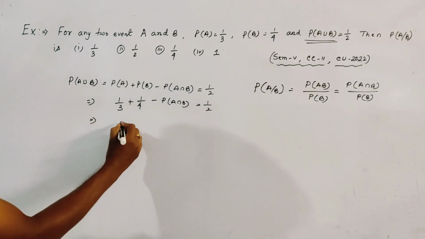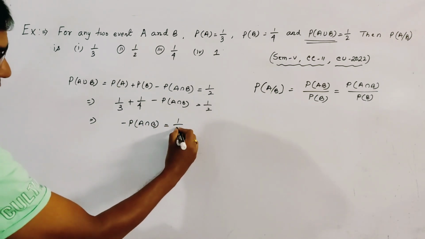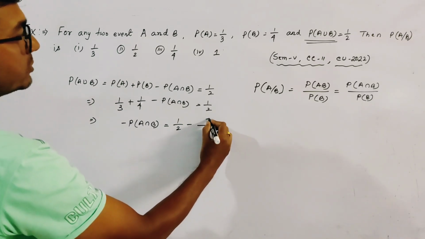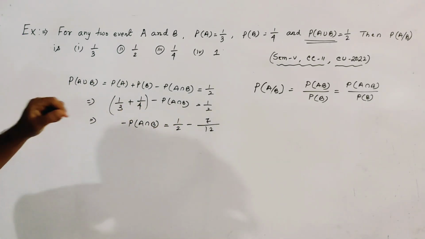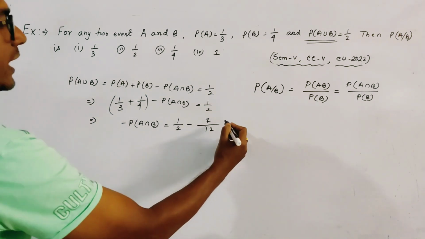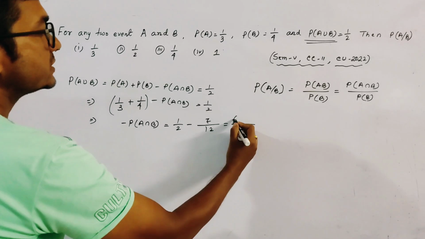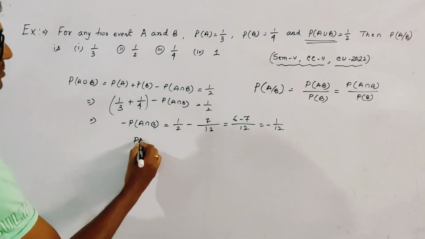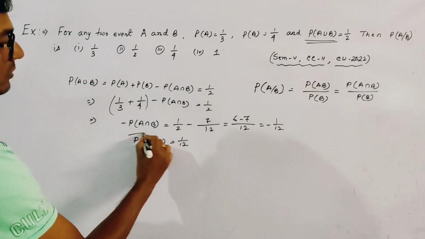So we get minus P of A intersection B is equal to 1/2 minus 7/12, the sum of the two fractions being 7 by 12. This is 6 minus 7 over 12, so minus 1 by 12. That is, P of A intersection B is equal to 1 by 12.